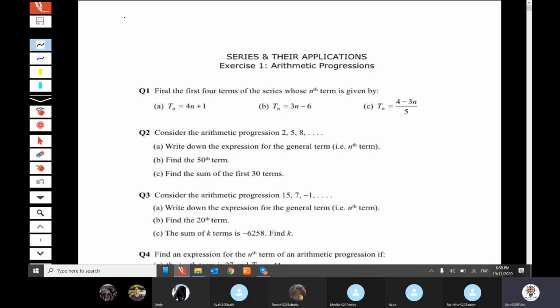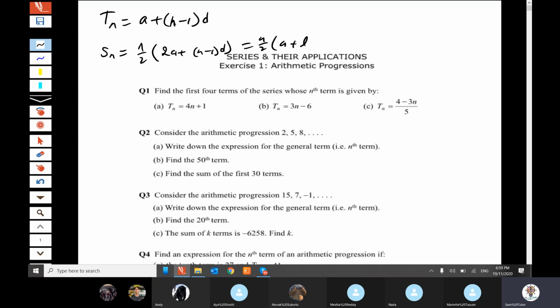Arithmetic progression, AP. The nth term, Tn, equals a plus (n minus 1)d. Sn equals n over 2 times the bracket 2a plus (n minus 1)d. And also n over 2 times (a plus L). What does L stand for? Last term. Last term and Tn. Everybody knows last term.